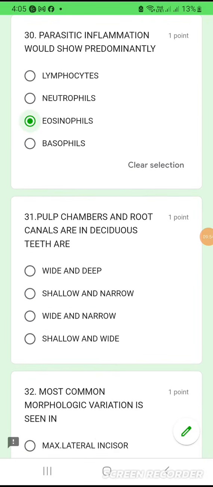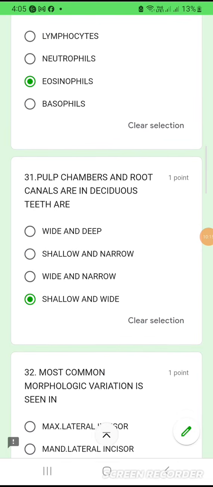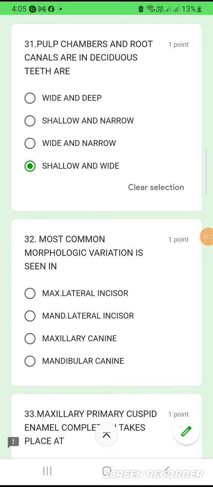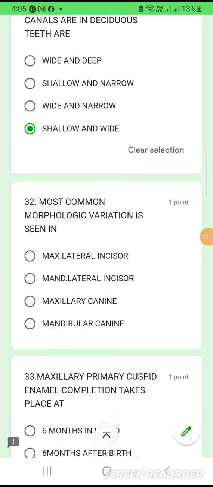Pulp chambers and root canals in deciduous teeth are how, whether they are wide and deep, shallow and narrow. So definitely pulp chambers in deciduous teeth are shallow, but they are not narrow, they are wide. So option D, shallow and wide, is the answer. Pulp chambers in deciduous teeth are shallow and wide.